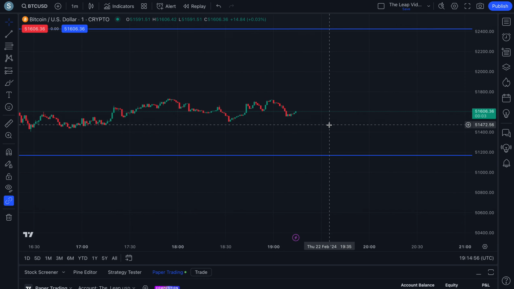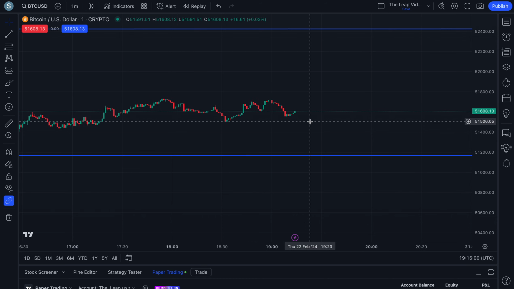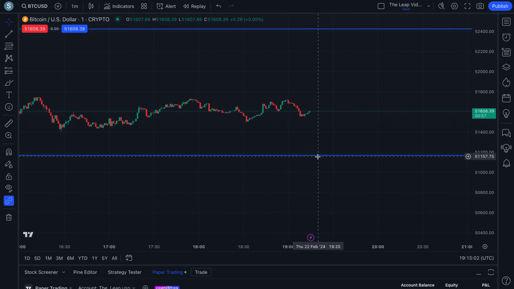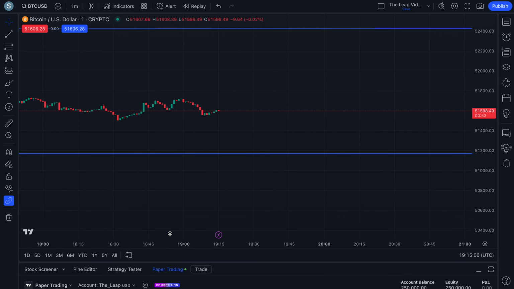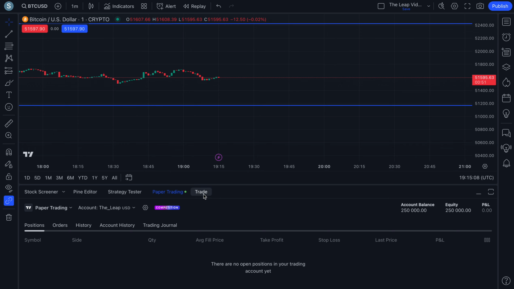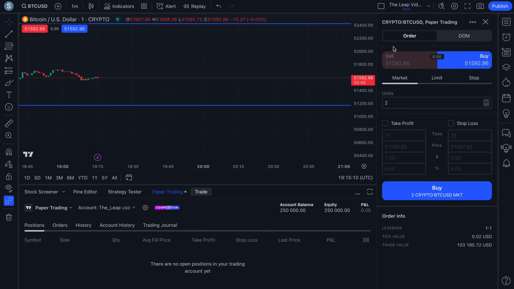And for our first trade, what we're going to do is essentially play Bitcoin as if it's heading back down to test the bottoms of this flag. So what we are going to do now is make sure we've got the perfect setup for us, and we're going to click the trade button. And now you can see here our order panel is live.